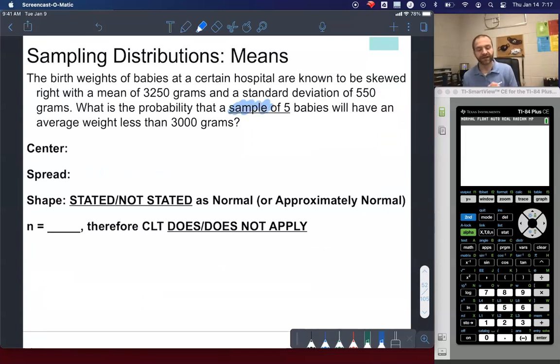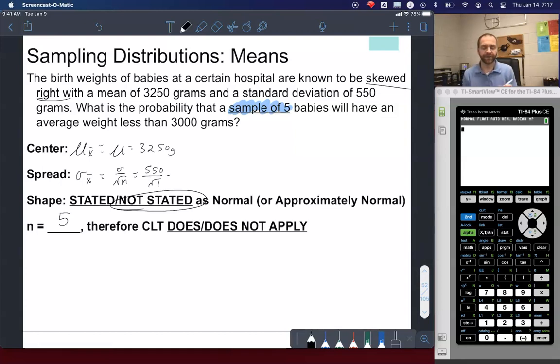But I'm still going to look at the entire prompt. It is known to be skewed right for the shape. So it is not stated as normal. It is stated as right skewed. And again, my mu of x bar equals mu, which is 3250 grams. My standard deviation of x bar is standard deviation over square root of n, so 550 over the square root of 1, which is 550 grams.